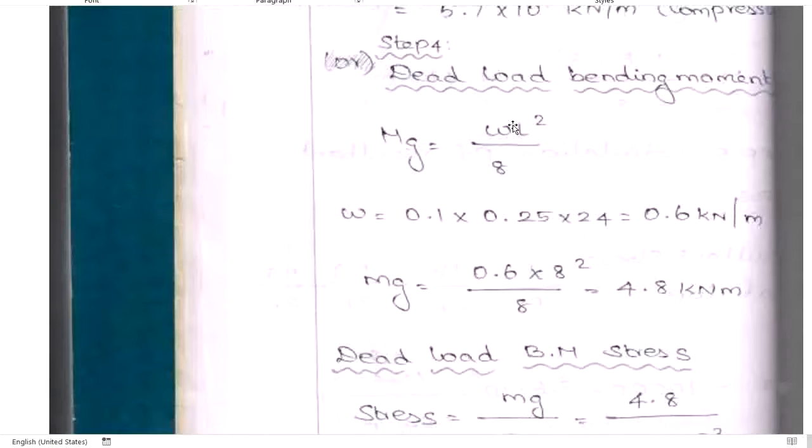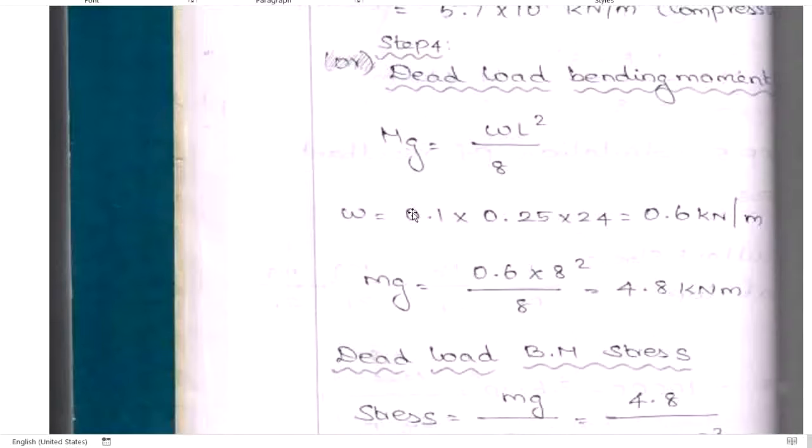We are going to consider the dead load as a uniformly distributed load, as the thickness, length, breadth, and depth are the same for the concrete member. It is uniformly distributed. So before calculating WL square by 8, we need to calculate what W is. So W is the weight, the cross-sectional weight of the beam.